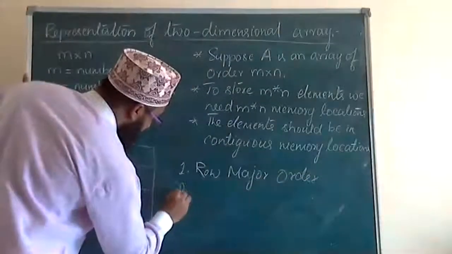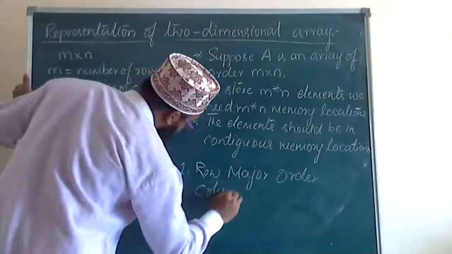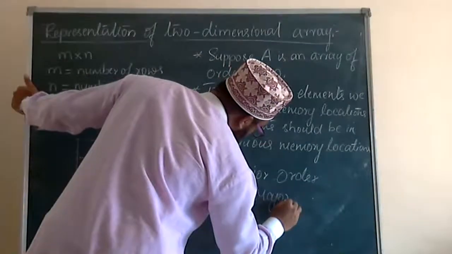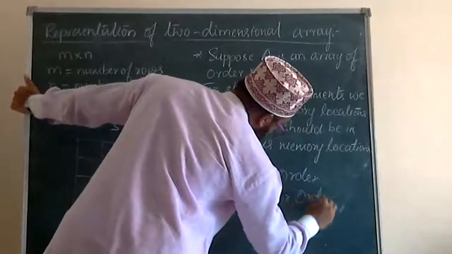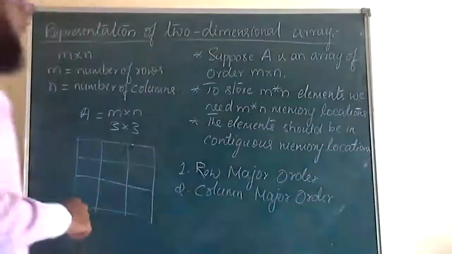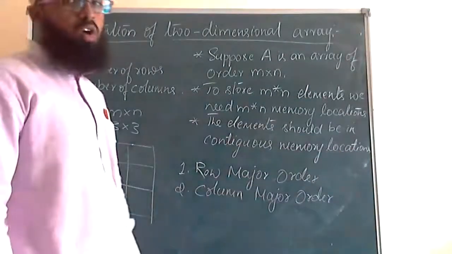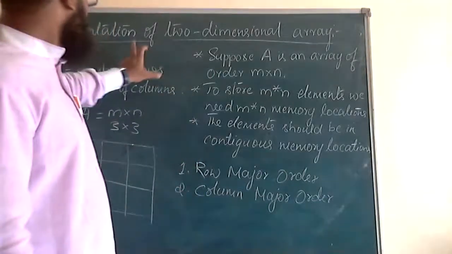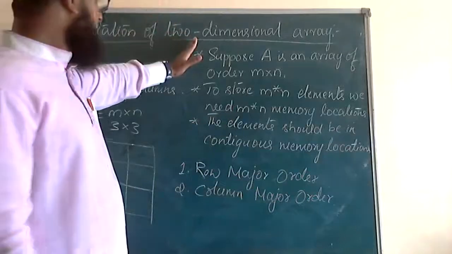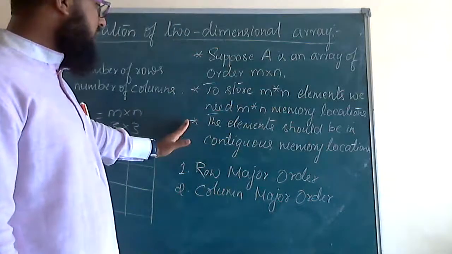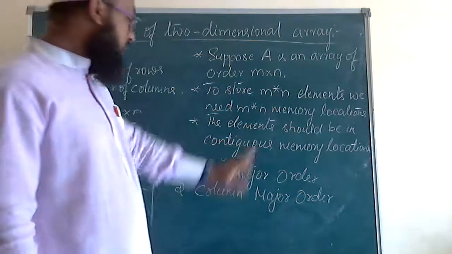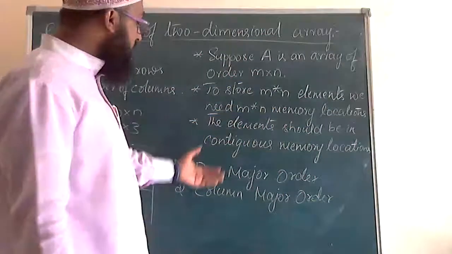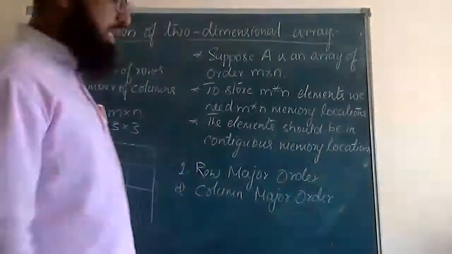And the next one is column major order. The first one is row major order and the next one is column major order. So the representation of a two-dimensional array includes all these things. There are two types: one is row major order, the next one is column major order. Now we shall see what is meant by row major order.